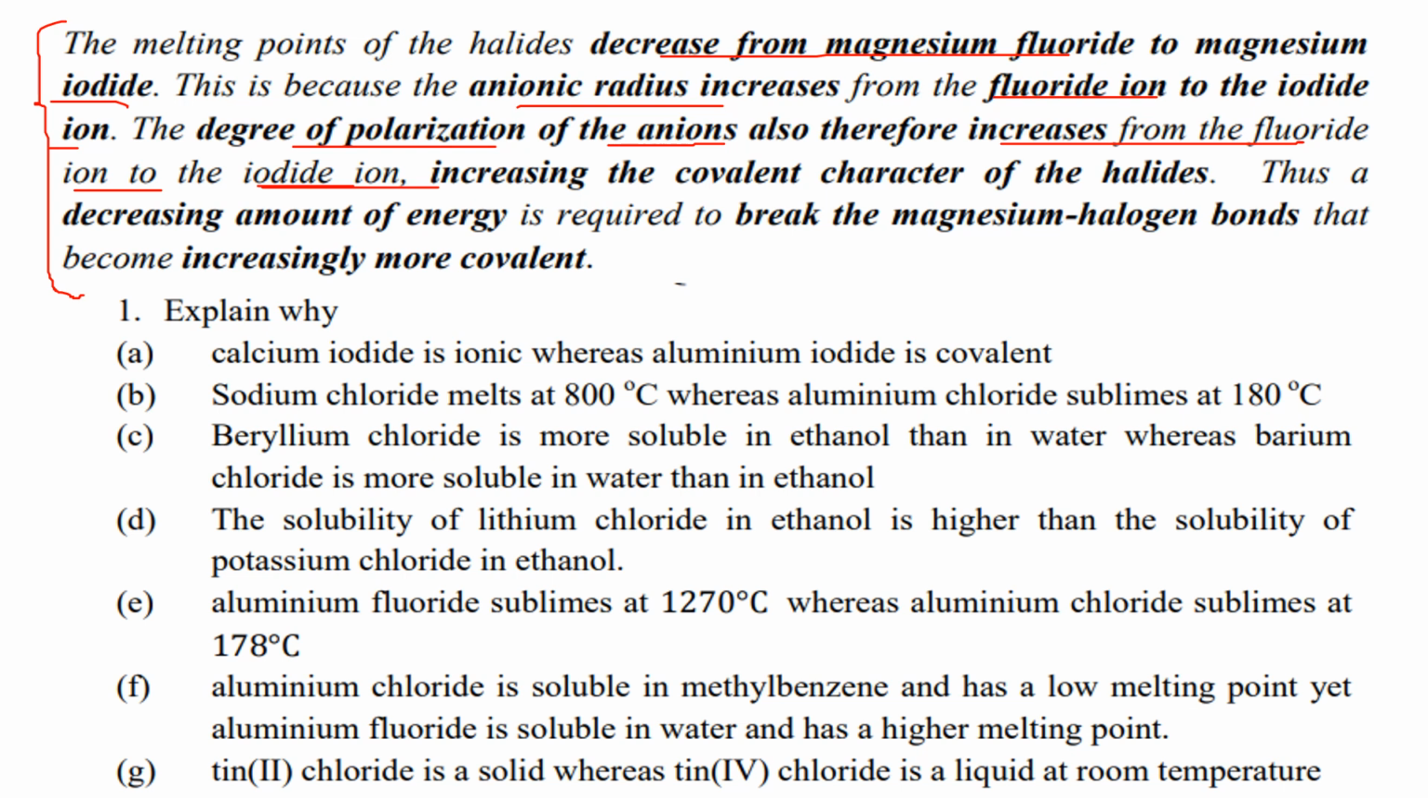So we say that the covalent character of the halides increases in the same order. So you can add the supplement here, in the same order from the fluoride to the iodide ion. And you're going to say that the amount of energy required to break the magnesium to halogen bonds decreases as you go down the halides, becoming increasingly more covalent. So that means that magnesium fluoride is less covalent than magnesium chloride, or magnesium chloride is more covalent than magnesium fluoride, due to the variation in the anionic radius.